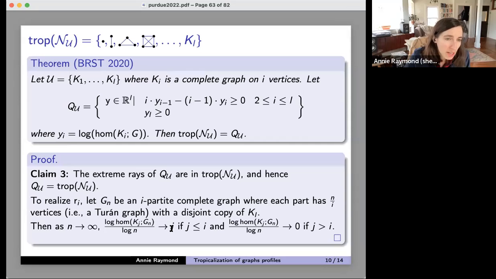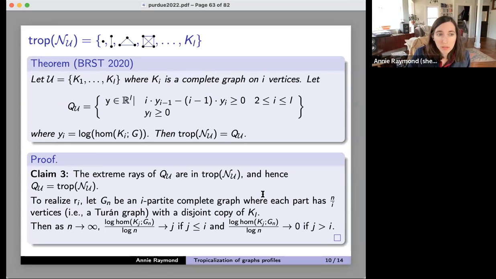And then if I take the time to check this, yes, this will go to j. So, okay, I got exactly the vector that I needed. So I know that my Ri's are realizable. And so that means that my Ri's are in the tropicalization.